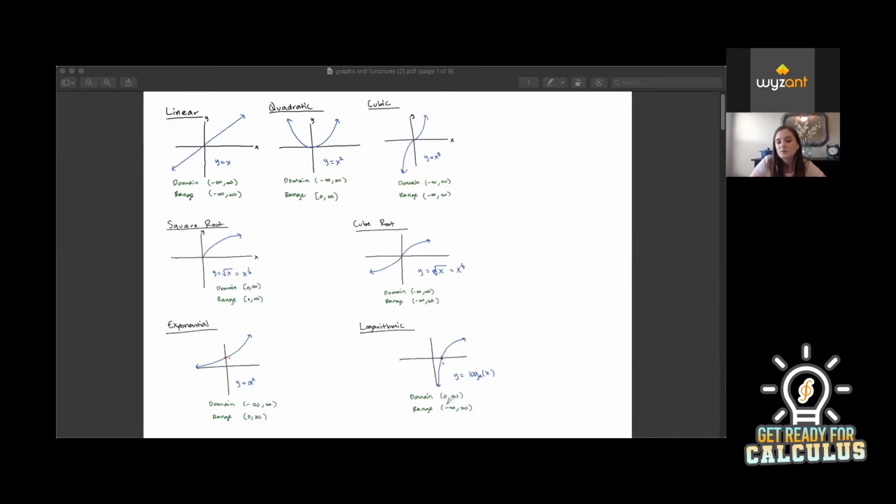Your domain for this one, you can't actually plug a 0 into a log because of that asymptote there. So it's going to be 0 to infinity. And then your range is also going to be -infinity to infinity. For end behavior, you don't really have end behavior on the left side because you're not going to -infinity for x's, but you will have end behavior on the right side because you can plug in very big x's here. So when you plug in a very big x, you would get infinity. So your range goes all the way up to infinity too.